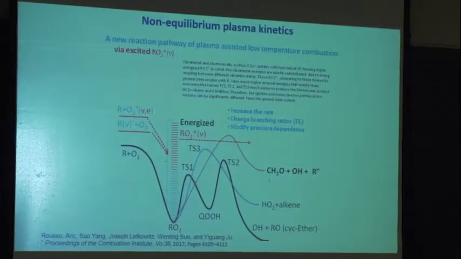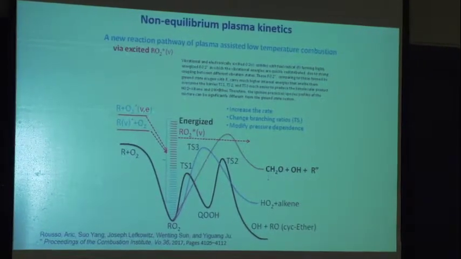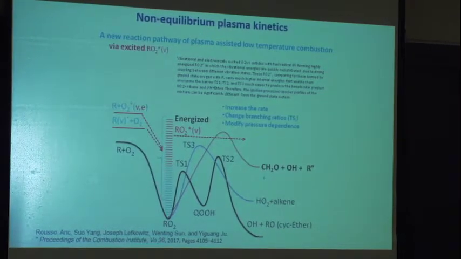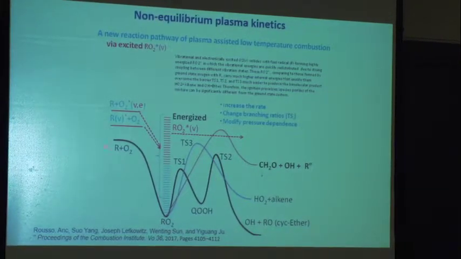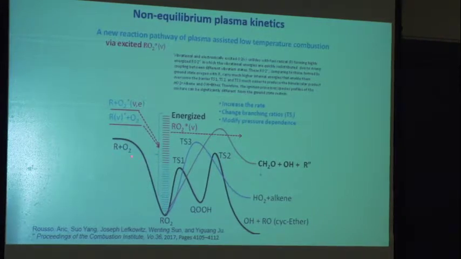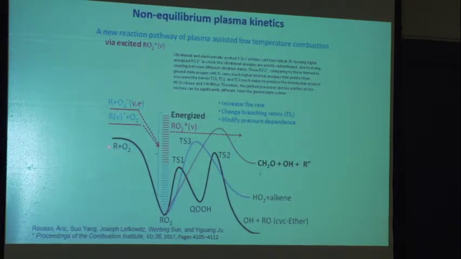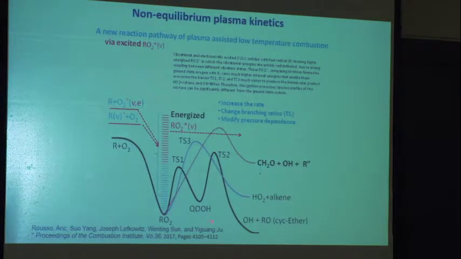Another thing, if you're looking at the low temperature chemistry, many of you working on internal combustion engines are worried about it. For example, if you have fuel radicals and oxygen, the oxygen adds to the fuel radicals and generates RO2. This RO2 isomerizes and becomes QOOH, and then they decompose to different products depending on the potential energy surface. So you have 1, 2, 3, probably 4 different potential energy surfaces.